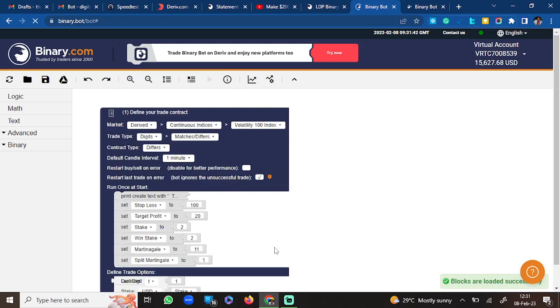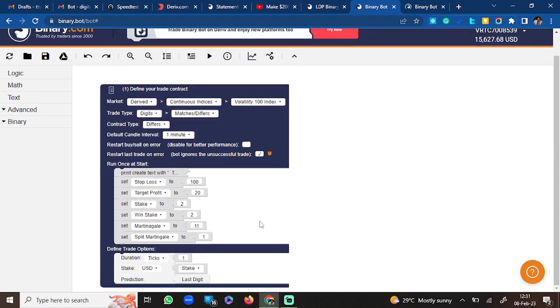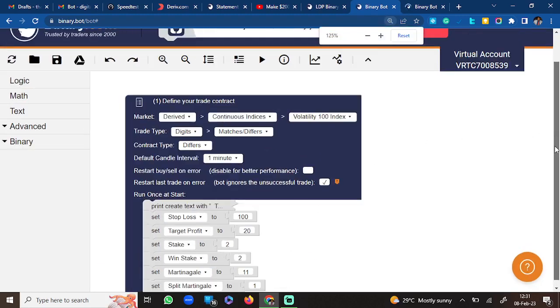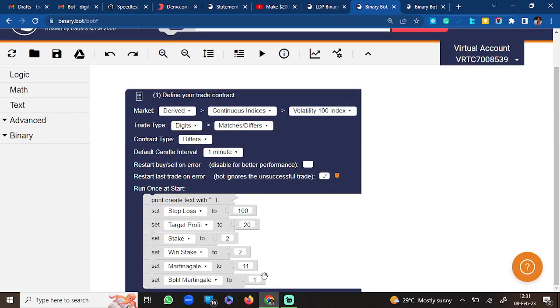So this bot does digit differs, and the prediction is the last digit. I've added a feature here called a split martingale. Split martingale is where the martingale of 11 is split into the number you choose. This time I want to split it into two in case we have a loss. The martingale should not be done once, but twice, so that we minimize the chance of blowing an account.